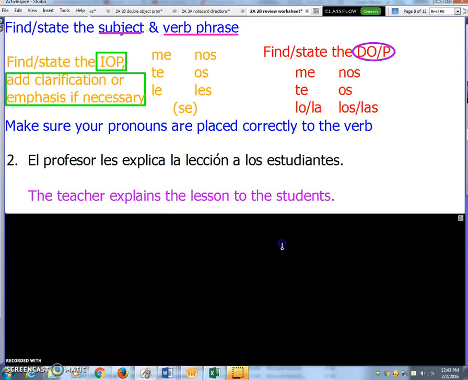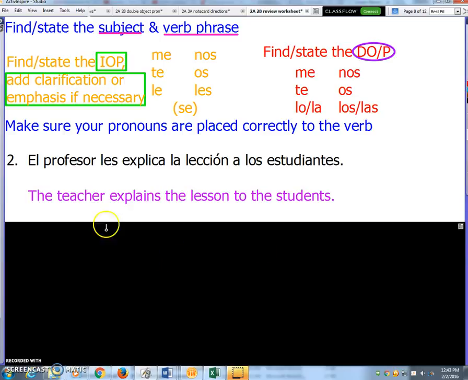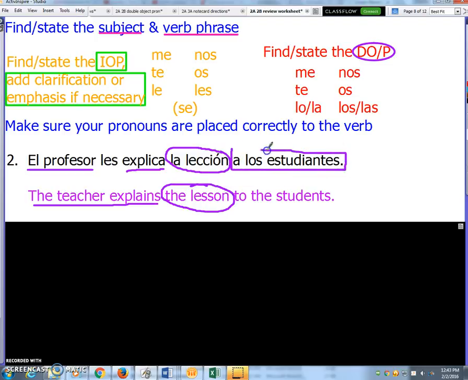All right, the translation of this is the teacher explains the lesson to the students. So the teacher explains is my subject and my verb. Who or what's being explained? The lesson. So that's the direct object. To or for whom is the lesson being explained? To the students.